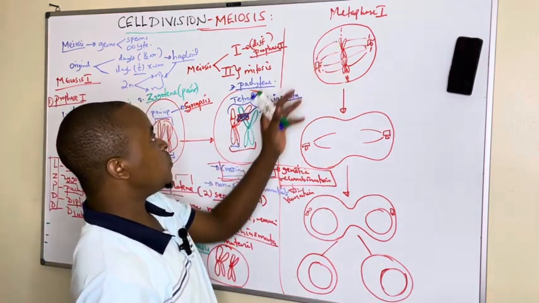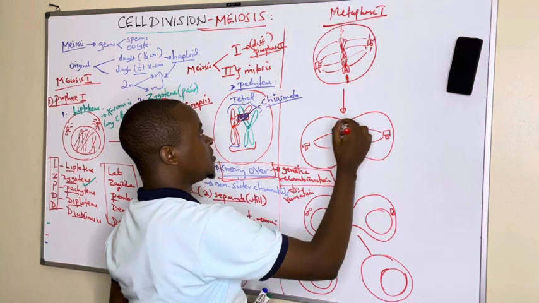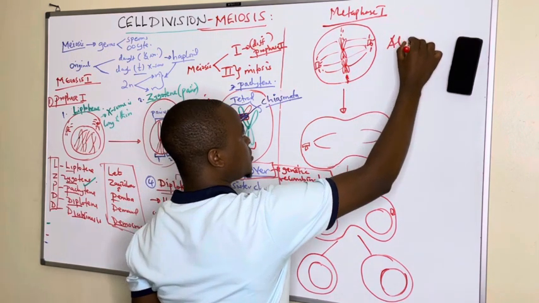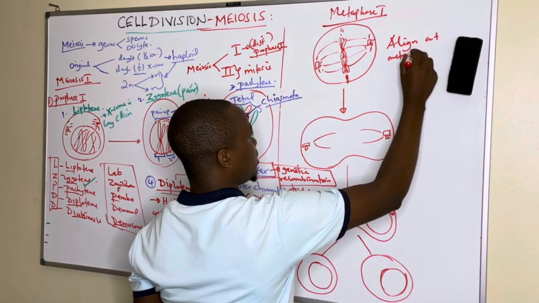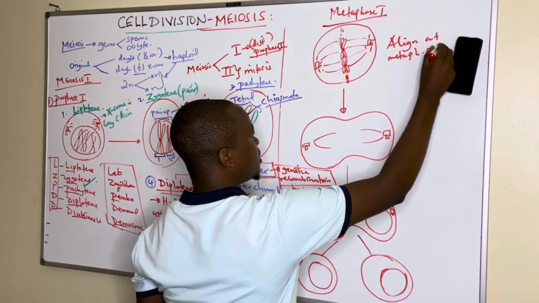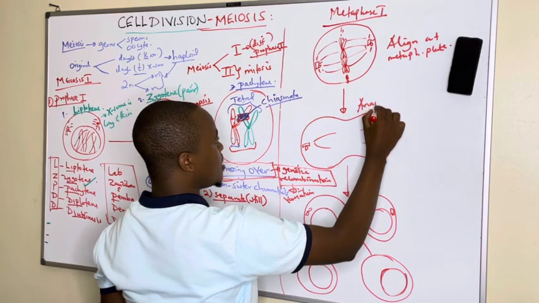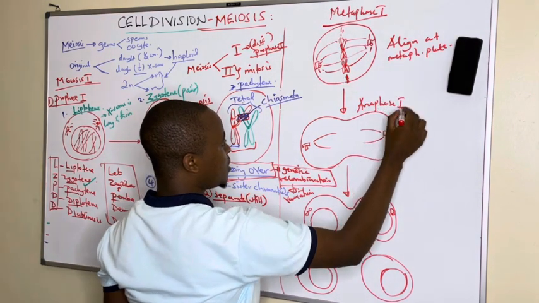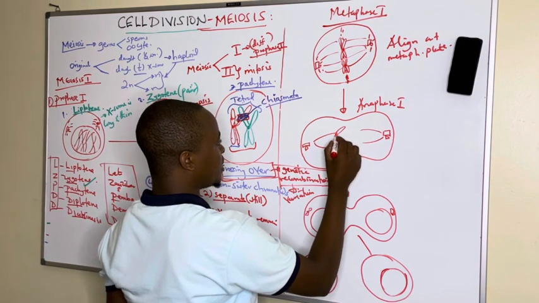So in metaphase 1, we see the chromosomes align at the metaphase plate the way we saw it in mitosis. They align at the metaphase plate, or you can call it the equator of the spindle. After aligning, we go to anaphase 1, and in anaphase 1, we're going to see the pulling apart. They pull apart to form a V shape.